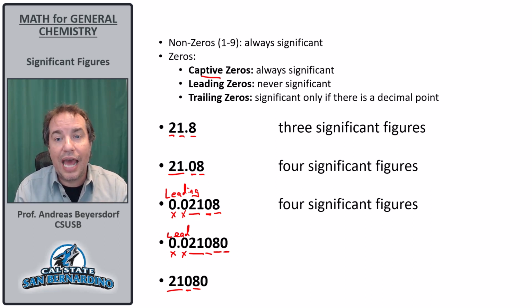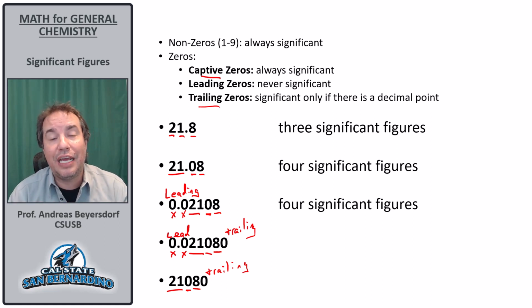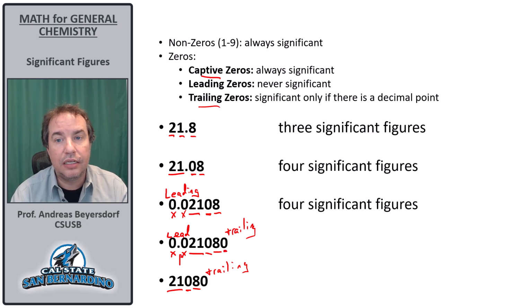This 0 at the end is a trailing 0. It is behind all of the non-zeros. Now, notice that this trailing 0, right at the end, we see it trailing in both of these last 2 numbers. Whether that 0 is significant all depends on whether there's a decimal place in there. Notice there's that decimal point. So what that means is that this 0 here is significant. So there are 5 significant figures here.